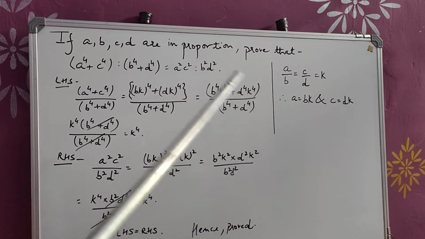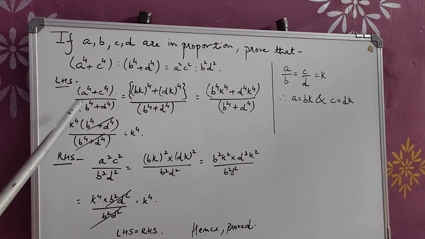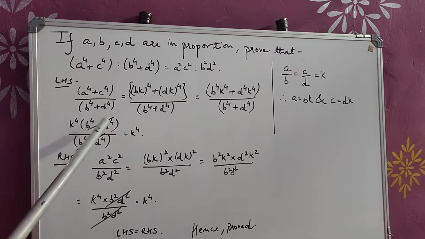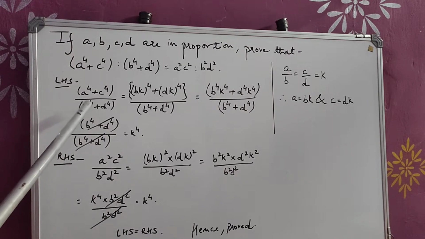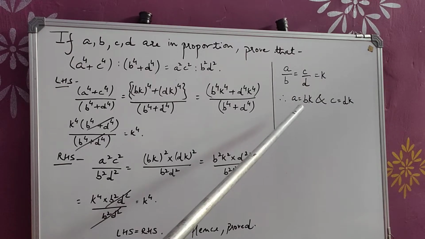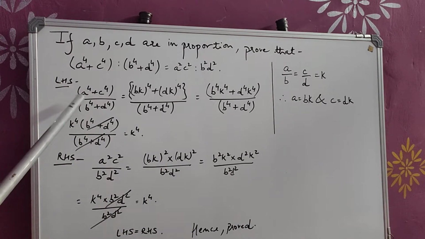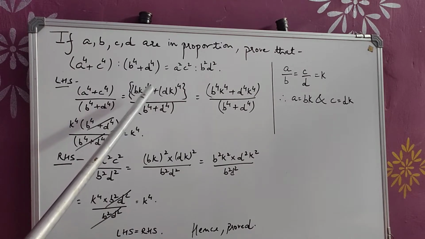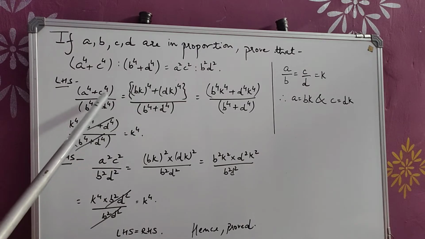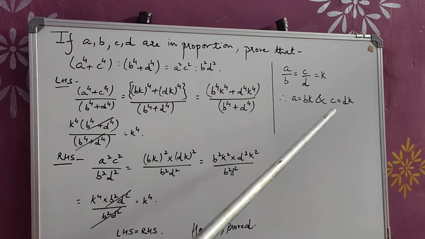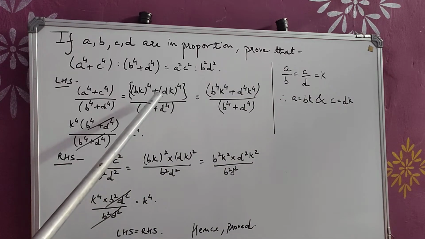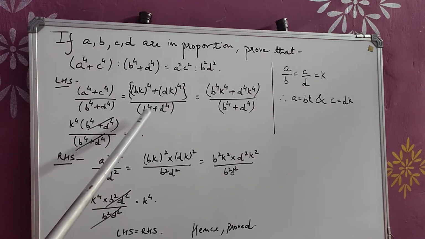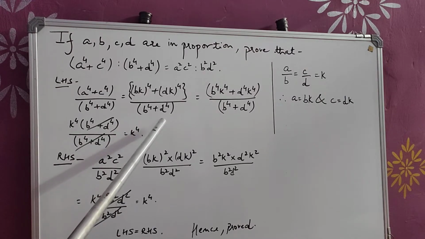Now children, we can first take the left hand side, which says A raised to the power 4 plus C raised to the power 4 upon B raised to the power 4 plus D raised to the power 4. In place of A, we substitute the value A is equal to BK. So substituting A as BK and applying the power 4 on it, then the plus sign copied, substituting the value of C which is equal to DK, again DK raised to the power 4, upon the denominator as it is, that is B raised to the power 4 plus D raised to the power 4.